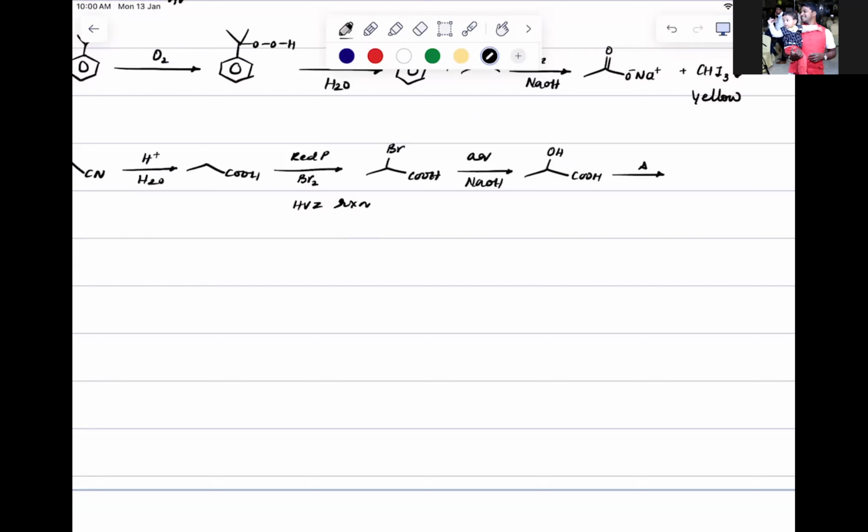Sir, Jones reagent plus OH gives COOH or CHO? COOH, beta. Got it? Only if it is in an allylic form or a benzylic form will you end up with an aldehyde. Otherwise it will always give you acids. Okay.